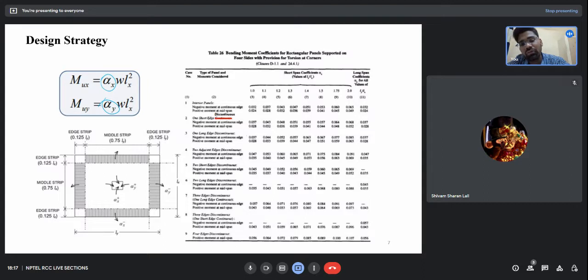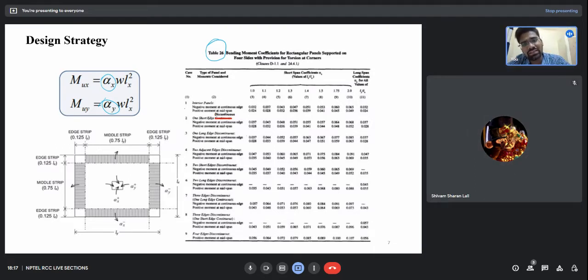And here we have a total of 9 cases. So one by one we will see how to read this table. Table 26 of IS 456 gives us bending moment coefficients for rectangular panels supported on four sides with provision for torsion at corners. So what does this mean, provision for torsion at corners? Whether it is restrained or not restrained? It is restrained, fine.